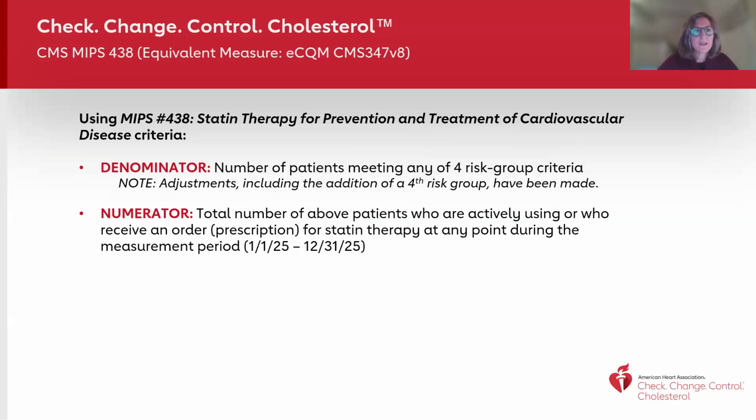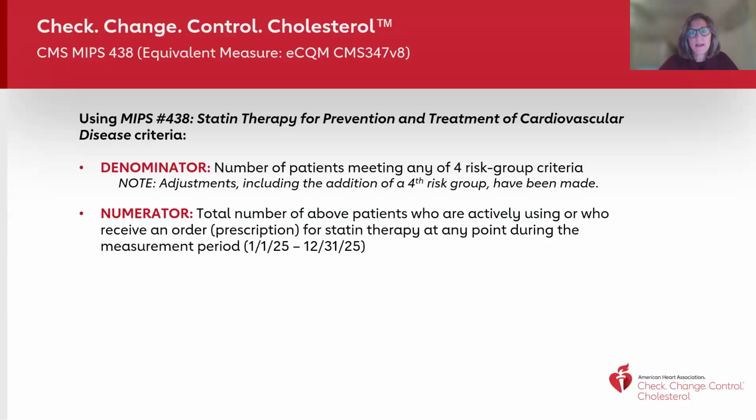Similar to previous years, this uses MIPS 438, the statin therapy for prevention and treatment of cardiovascular disease criteria. In the denominator for this measure, you'll want to report the number of patients meeting any of four risk group criteria. I'll talk about those in a minute, but I just want to flag that there was an addition of a fourth risk group criteria to consider in your data submission and determination of the size of your denominator for this measure. The numerator for this measure looks at the total number of patients who are actively using or have received a prescription for statin therapy at any point during 2025, the measurement period.